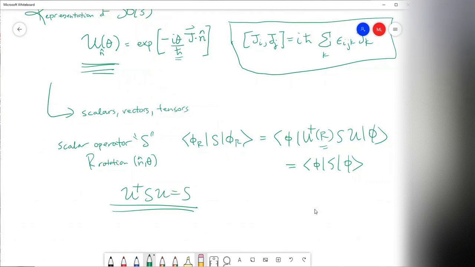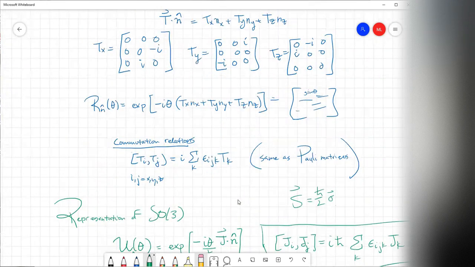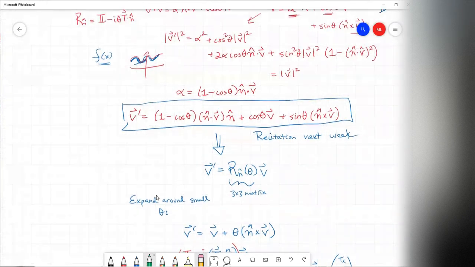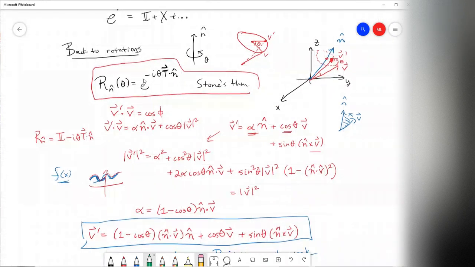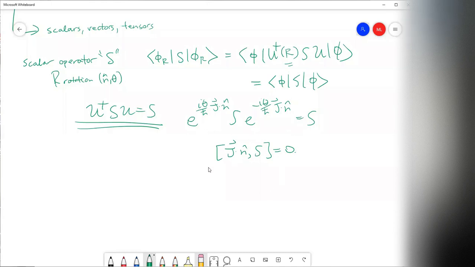And if you wanted, you could now stick in the exponentiated u here. We can stick in this guy right here. You would get e to the I theta over h bar, J dot n hat, S, and then e to the minus I theta over h bar, J dot n hat. That's equal to S. You can now expand around small theta, and what you would find is that J dot n hat commutes with S. It's pretty easy to see. It's the same calculation we did before for these T guys. So you just Taylor expand around small theta, and this equation just becomes this.